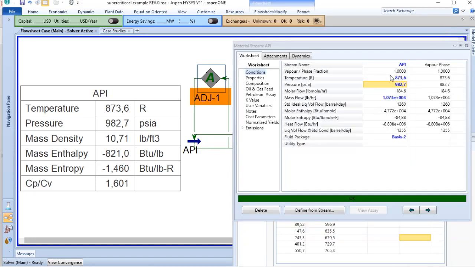My temperature of reference can be 873.6 Rankine. As this temperature is different from the temperature considered in the paper, of course the CP and CV will also be different.